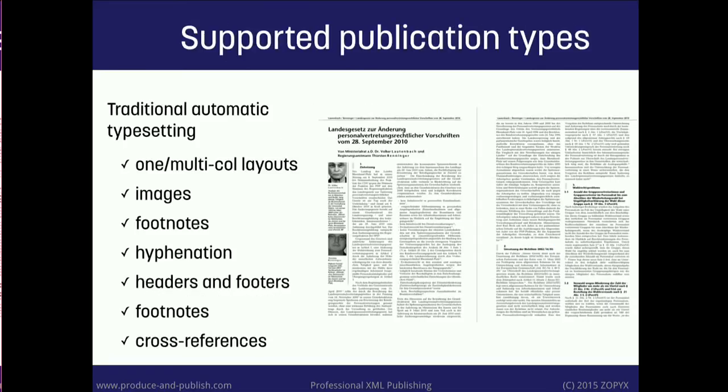I will give you a few examples of which kinds of publications can be generated from HTML and CSS. Basically, traditional stuff like newspapers, where you have one or multiple columns with images, footnotes, hyphenation, headers and footers, and cross-references. In this example, we generated a newspaper for a publisher in Germany, basically lots of text, some author information, and a two-column layout.